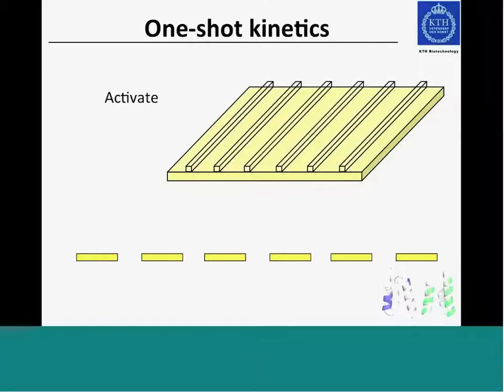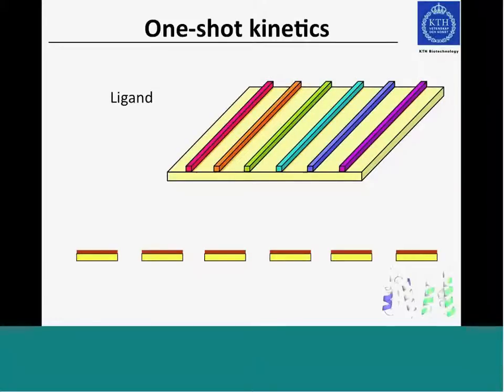So if we look at an immobilization, for example, the first step will be to activate the channel. And in this case, it's a typical amide coupling. So you use NHS-EDC chemistry to activate the surface. Next, the ligand is injected in the same direction. In this case, illustrated by 6 different antibodies injected in one channel each.